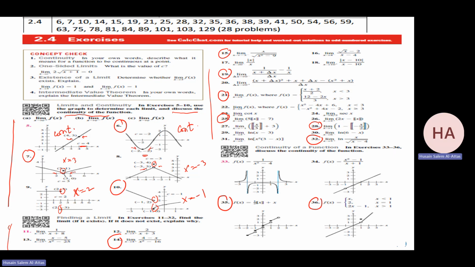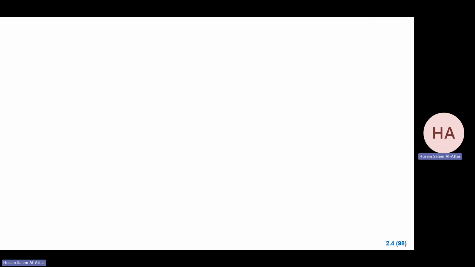Now let me move to the questions in this one, which is mainly about the limit from right and left. Okay, let me do some of them. 14, the limit as x goes to 4 from the right of this one. If we substitute, we are getting 0/0.